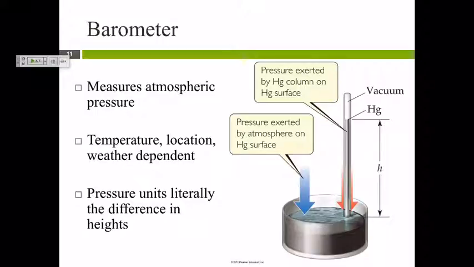So what is it that's keeping that mercury from going all the way up? Gravity. Okay. Gravity's pulling down on the mercury, air is pushing down on the mercury, and those two are competing against each other, and so that determines how high this column is able to get before gravity wins out, and it stabilizes the equilibrium between the two.